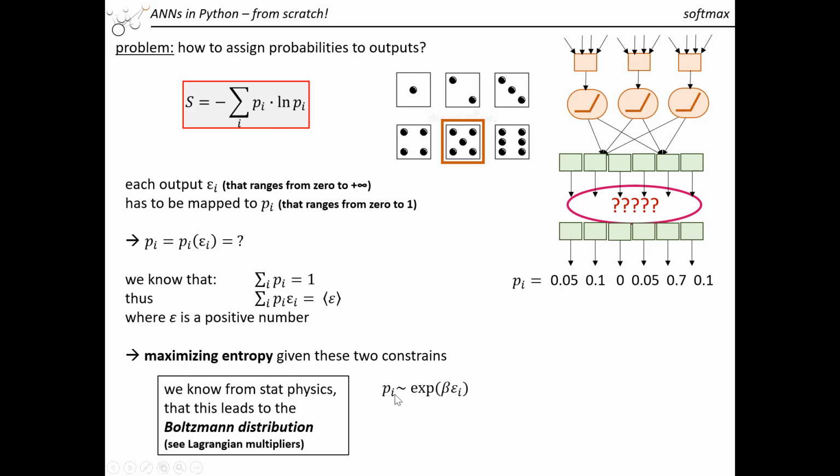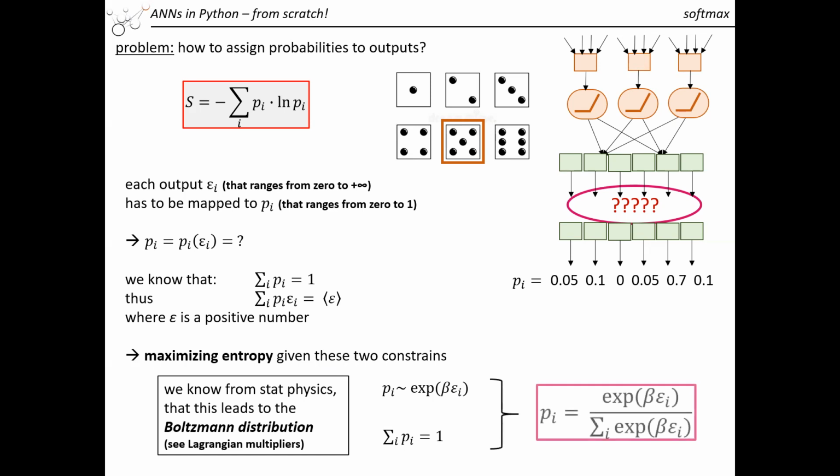So the probabilities are assigned based on the output epsilon with an exponential, so e to the power of epsilon, and there's another factor beta, which I will explain in a few seconds. But as I said, there's a recipe that's called maximum entropy, and then you end up with these equations, and then of course you have to normalize P, and then you have an equation. If you put it all together, this will be the equation. That's a so-called Boltzmann distribution.